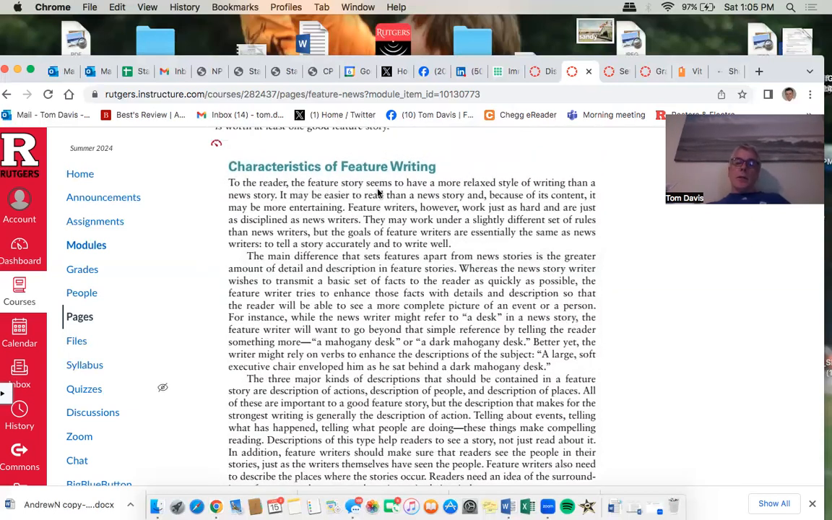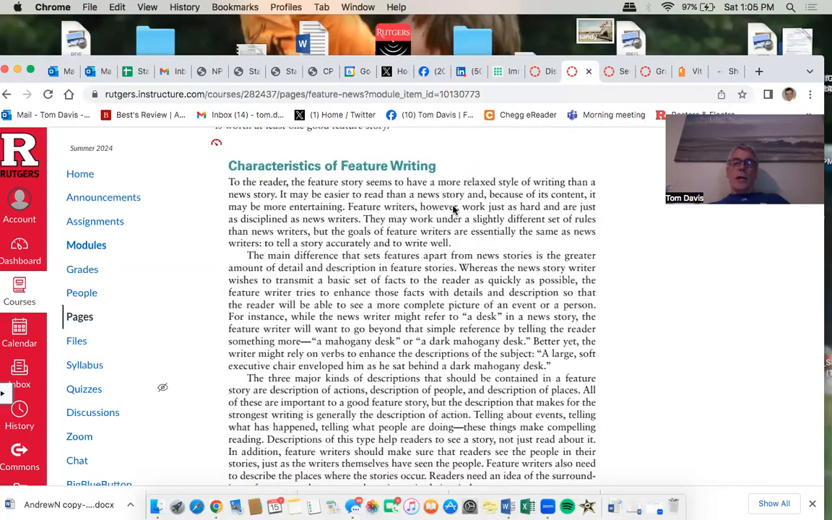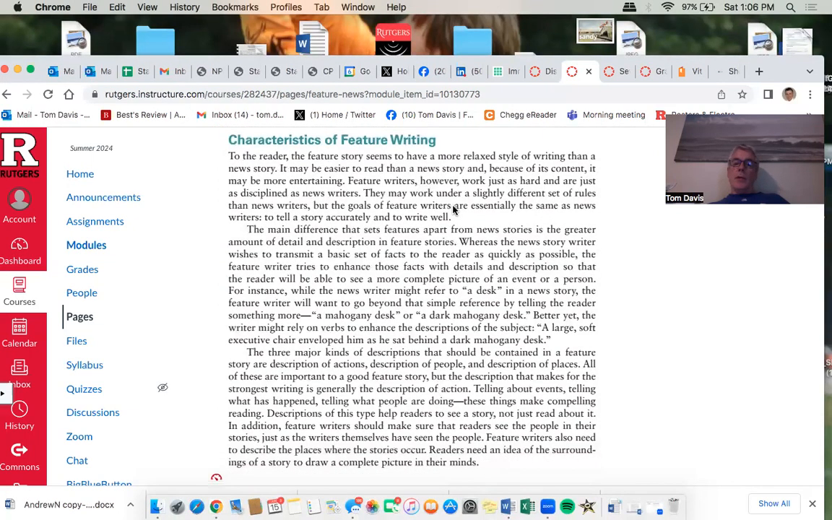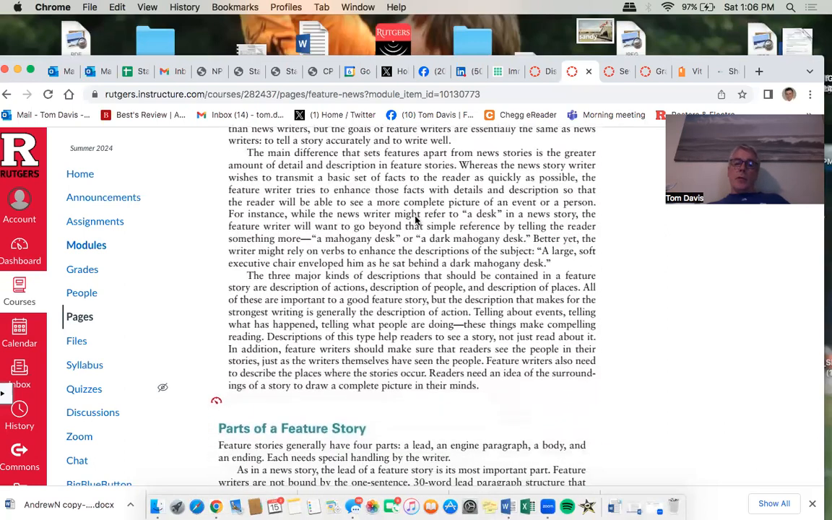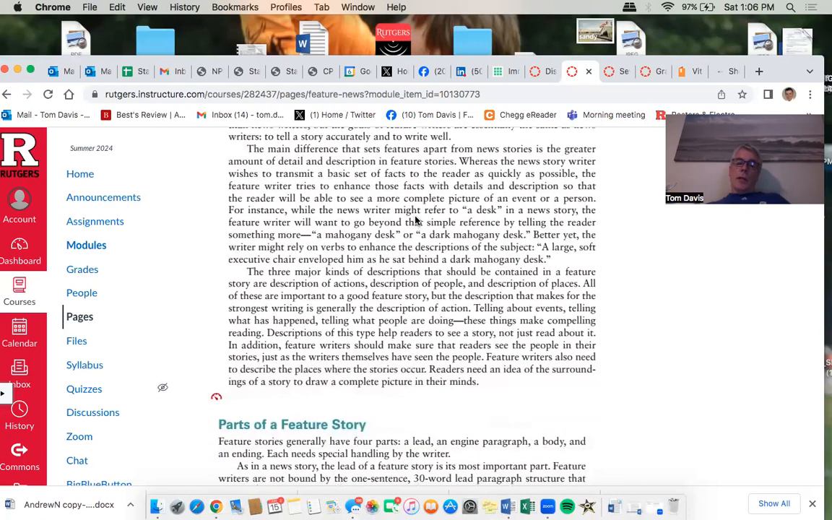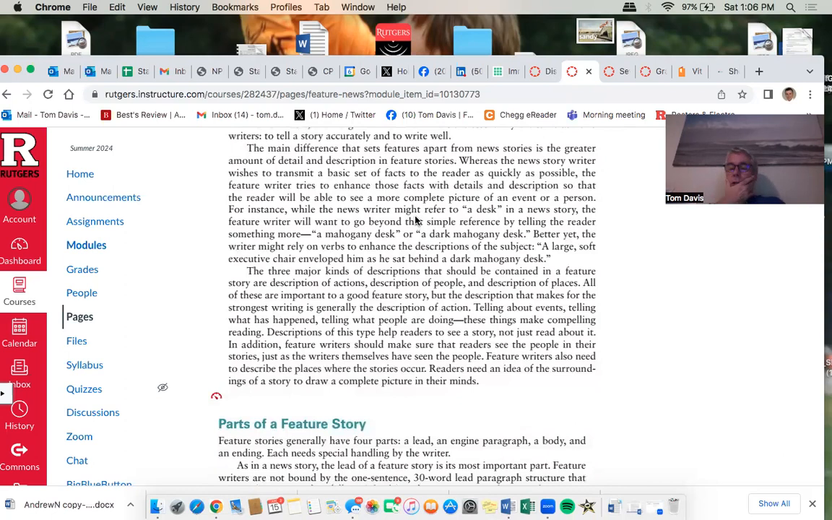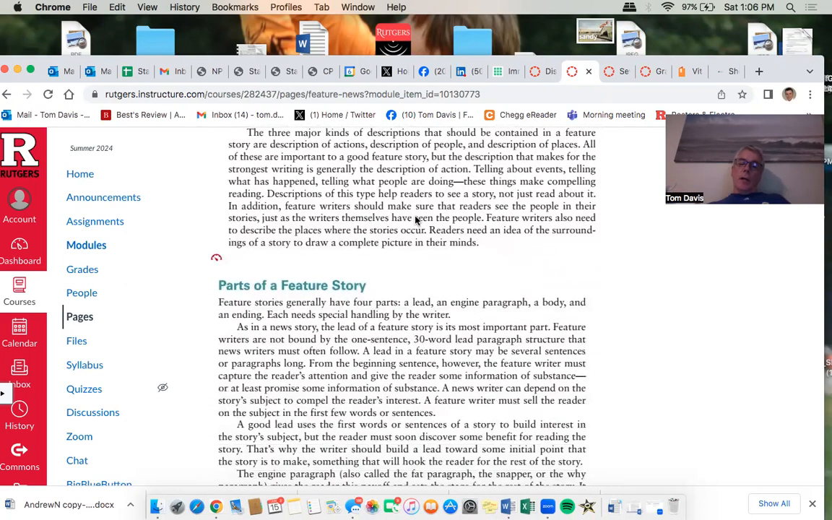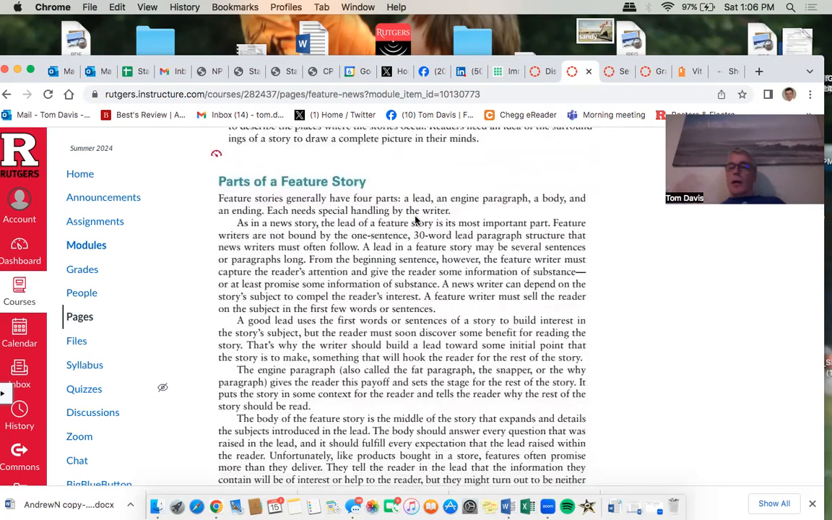To the reader, feature stories seem to have a more relaxed style of writing than a news story. It may be easier to read a news story. Feature writers, however, work just as hard and are just as disciplined. You see a lot of feature stories go into areas like writing about concerts and art. That's where you'll have more of those personal anecdotes.